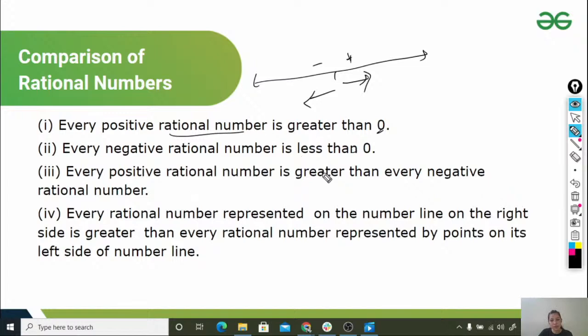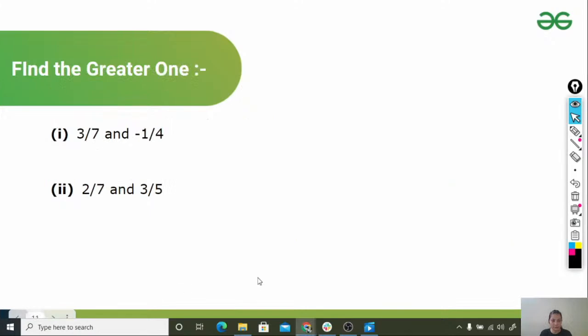Now every positive rational number is greater than every negative one, because it is on the right side of the number line, and that is greater. It's a similar thing: every rational number represented on the right side of the number line is greater than every number on the left side of the number line. So these are the properties. Now we will use these properties in the comparison of rational numbers. Okay, so let's do this.